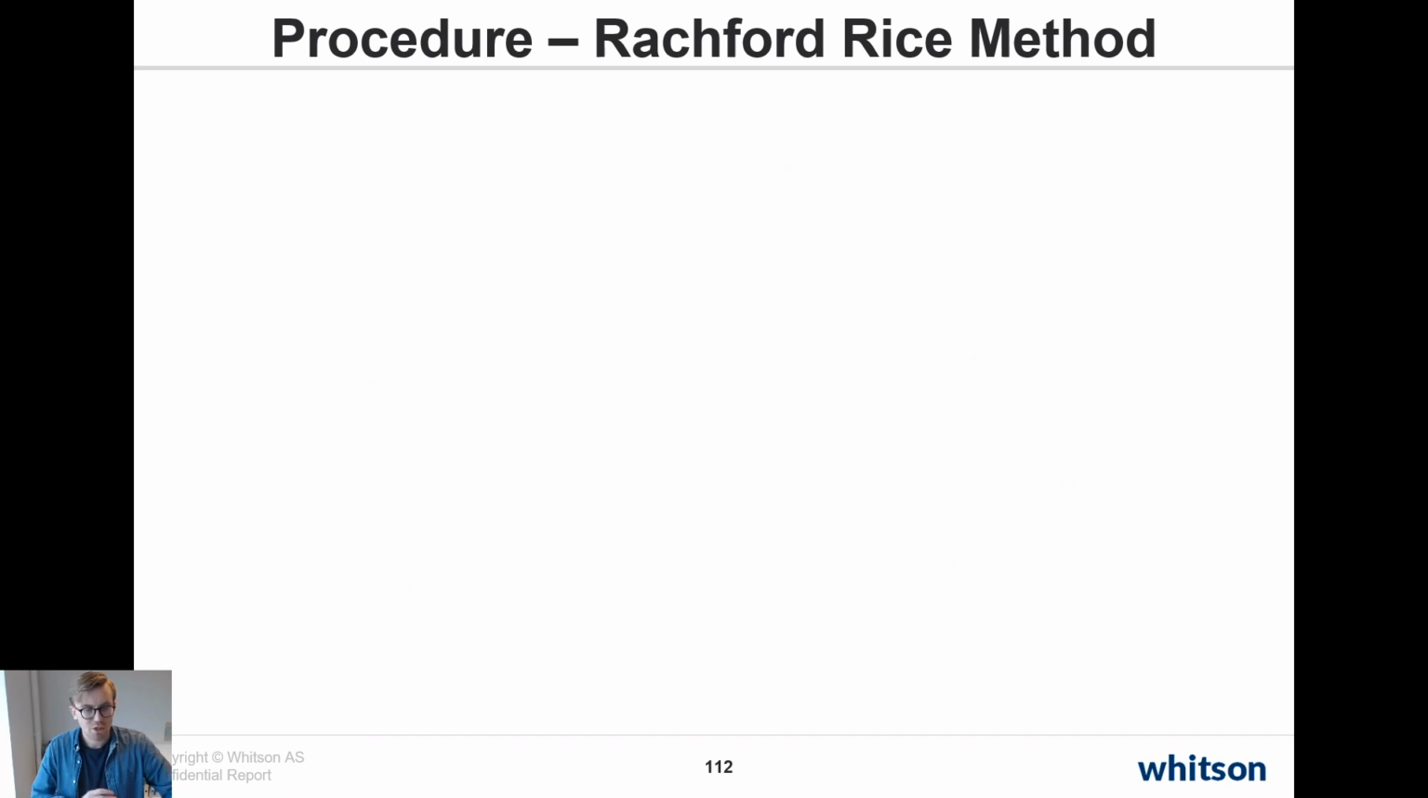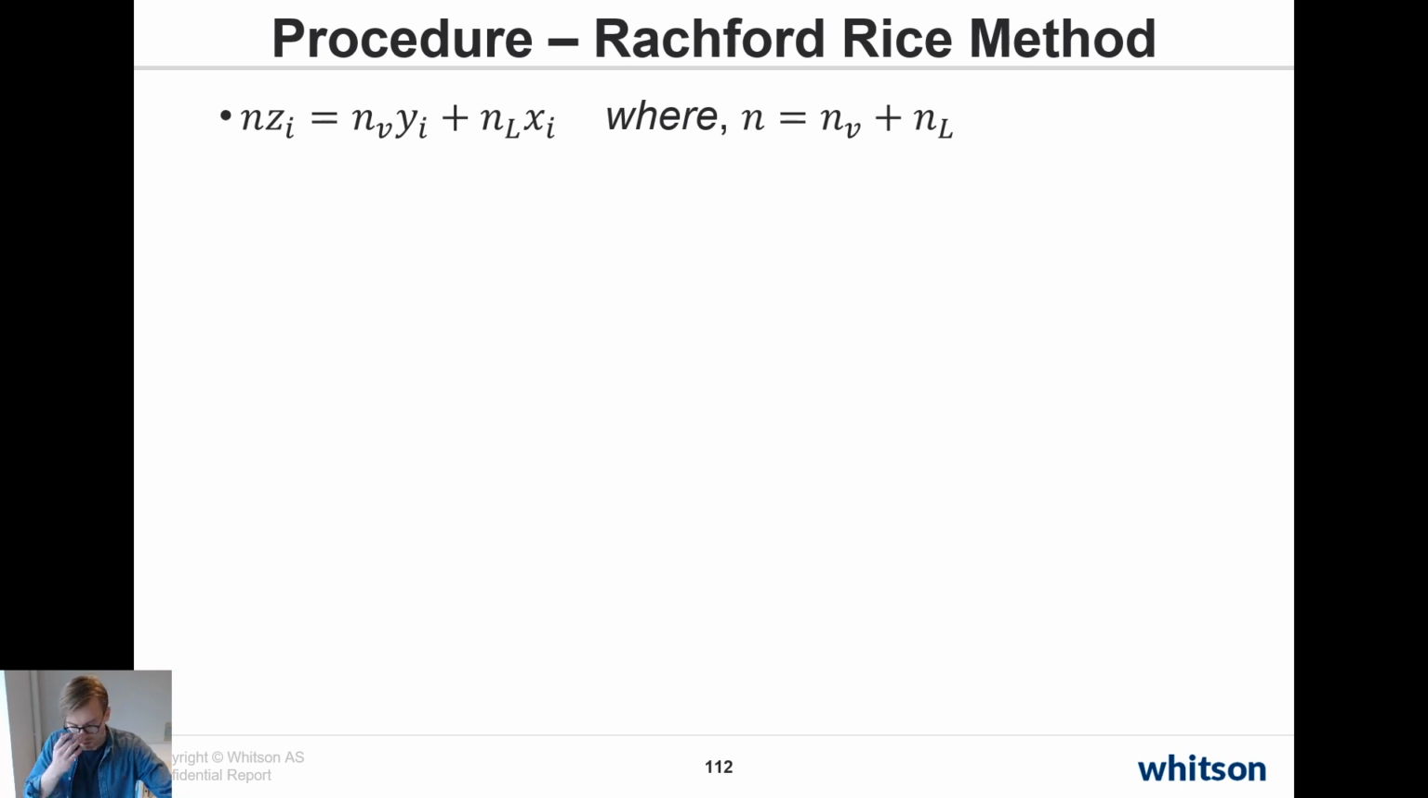The flash calculation procedure is many times referred to as the so-called Rachford-Rice method, and in general, if I get this slide to work here, yeah, a lot of equations on this slide, so we'll see.